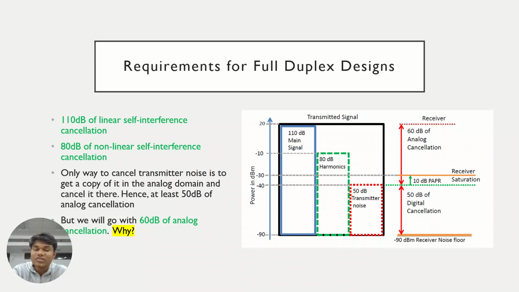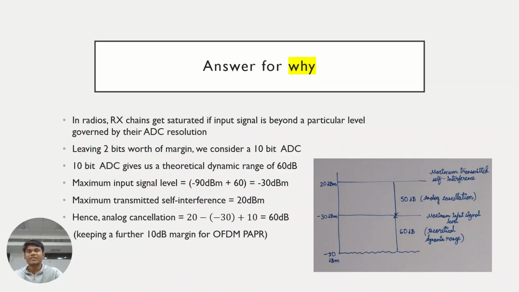You see, it has a power level of 50 dB with respect to the noise floor, but we are going to apply an analog cancellation of 60 dB. But why is that? Let's find out in the next slide.